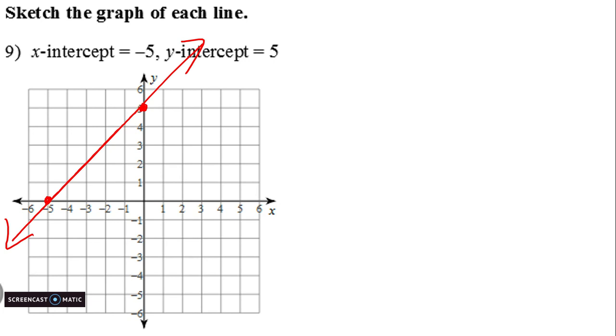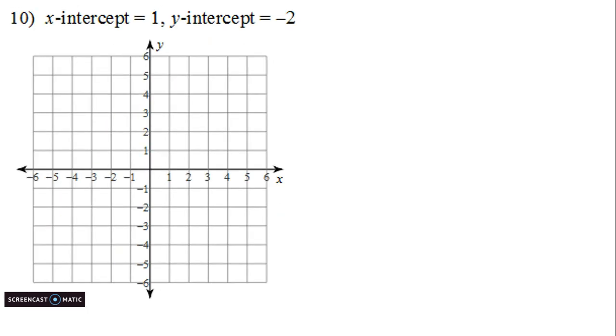Remember, your graph should extend as far as possible without going too far off the graph. But it should definitely extend the entire graph, and then we need arrows to represent that it keeps going in both directions. X-intercept is 1, right here on the x-axis. Y-intercept is 2, right here on the y-axis. And go ahead and use a straight edge.